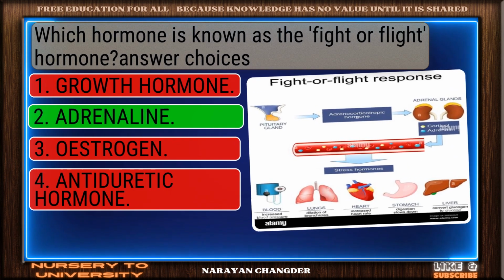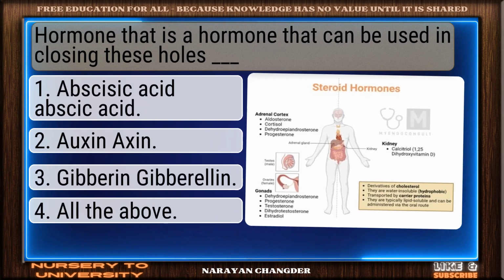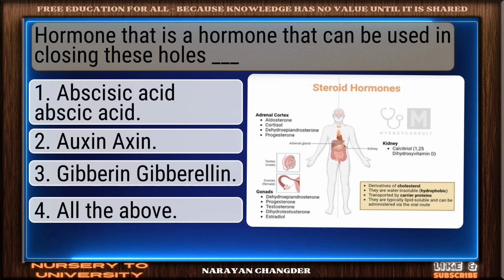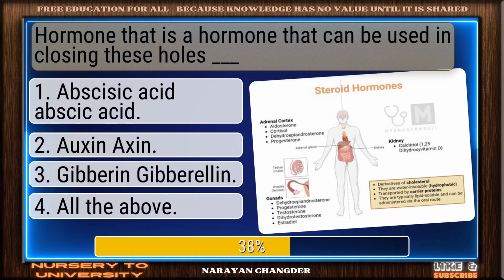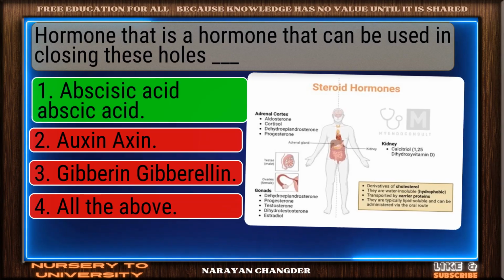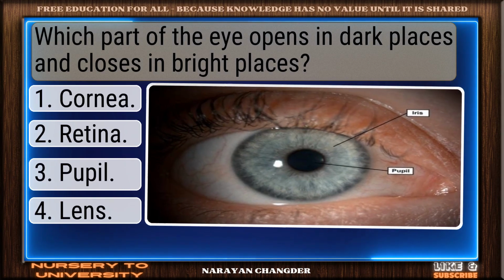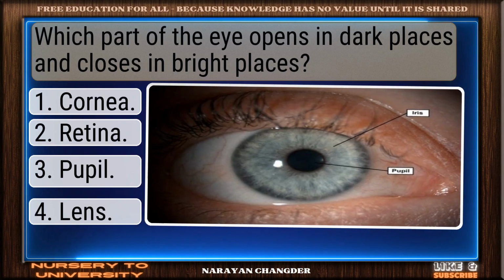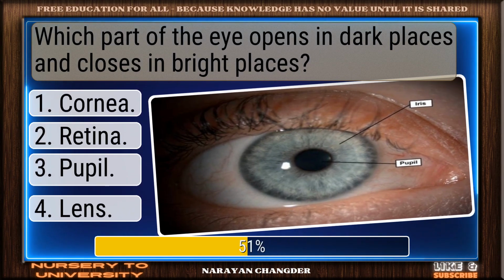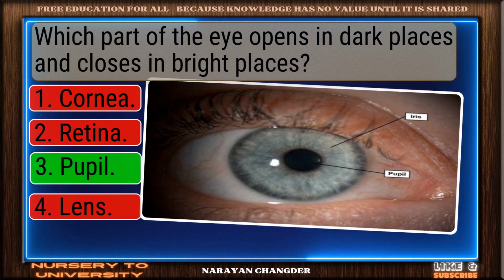Correct. Adrenaline is spot on. Hormone that can be used in closing the stomata holes. Dash. Perfect. Abscisic acid is the one. Which part of the eye opens in dark places and closes in bright places? Nice selection. Pupil is correct.